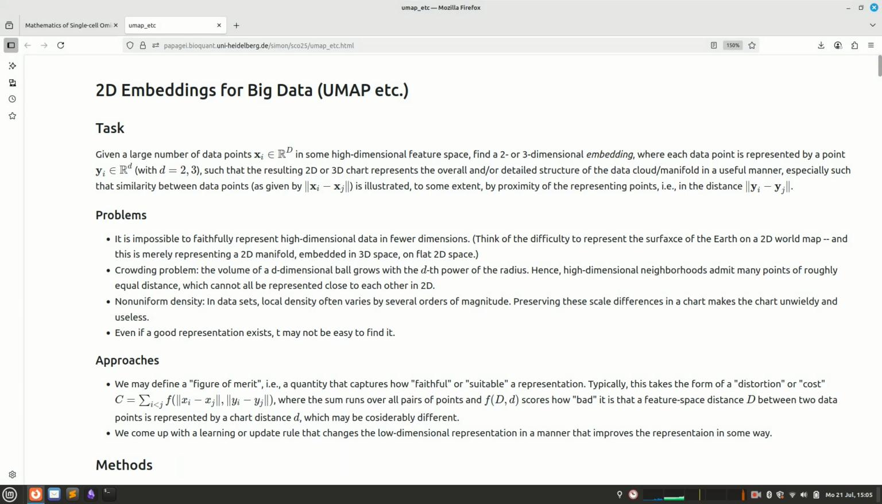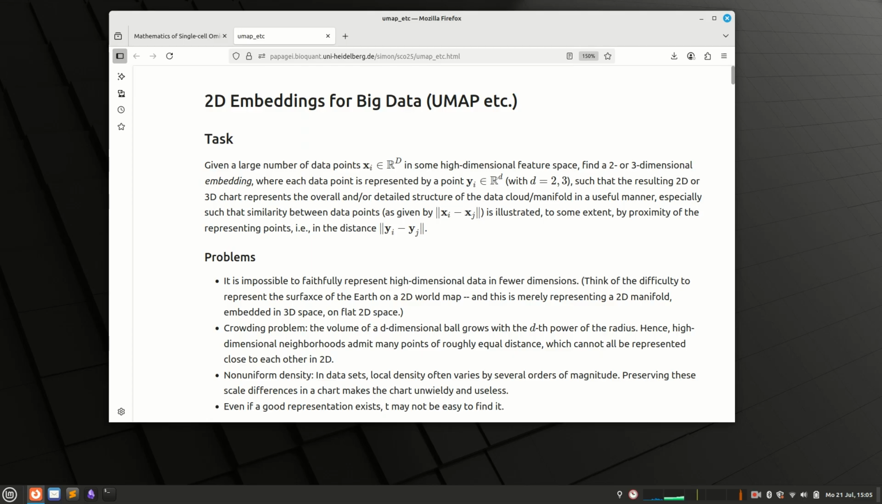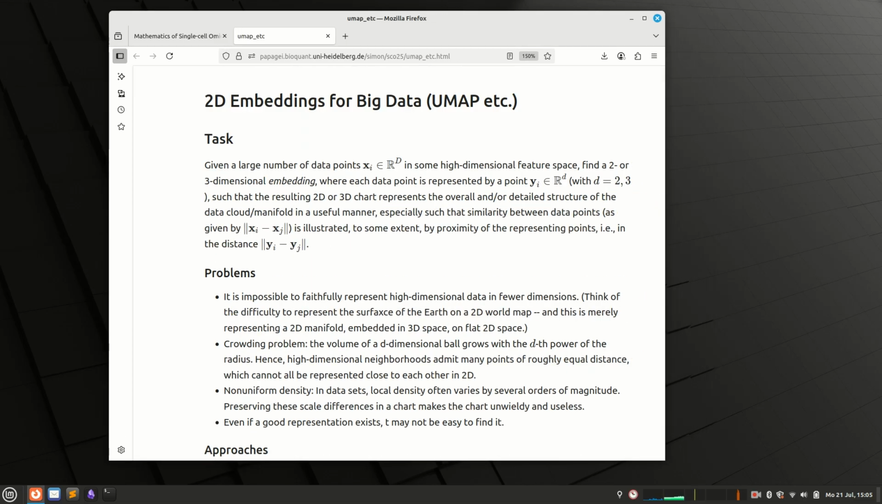The whole task of embedding big data is much older than single cell. People have been talking about this since ever. I've just written back what our task is. We have data points which live in some high dimensional space. In our case, this was always the 30-dimensional PCA space, but it can be anything as long as we have some kind of metric or scalar product which allows us to judge the similarity between any two data points and hence get something like a distance between two data points.